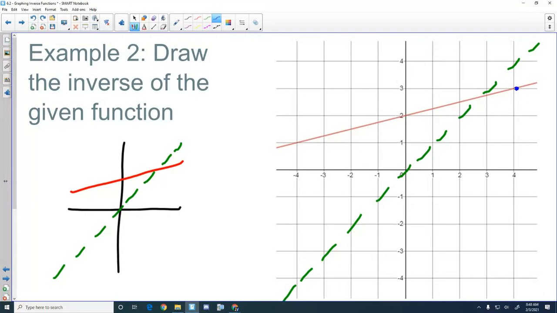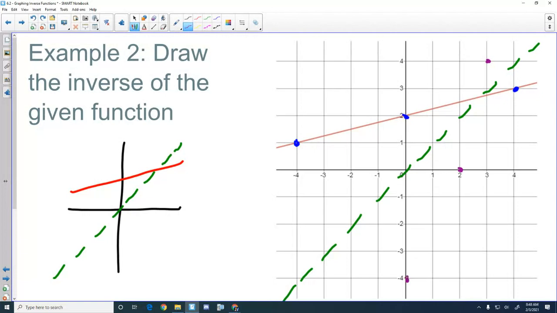So I've got points like there, there, there, and I'm going to reflect each of those. On the far right, I have the point 4, 3. Its reflection will be at 3, 4. My second point is at 0, 2. Its reflection will be 2, 0. And last, I've got a point at negative 4, 1. Its reflection would be at 1, negative 4.